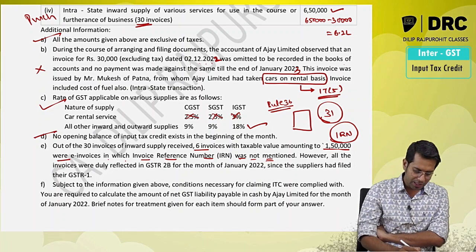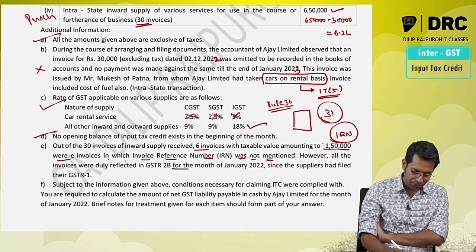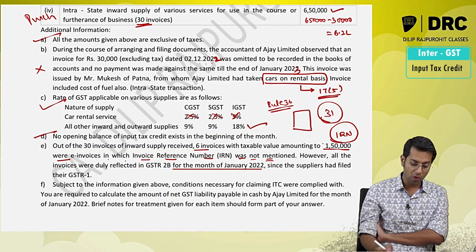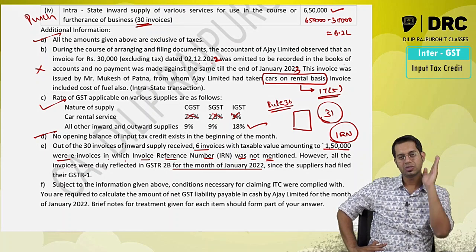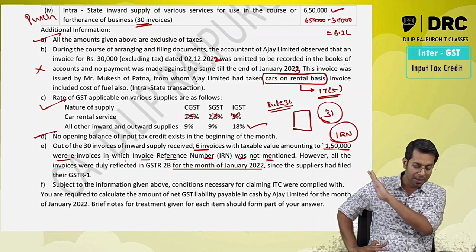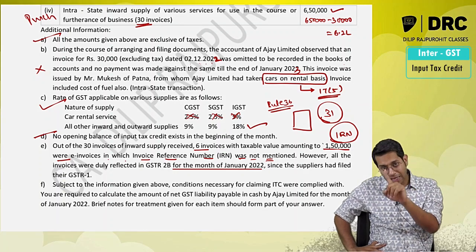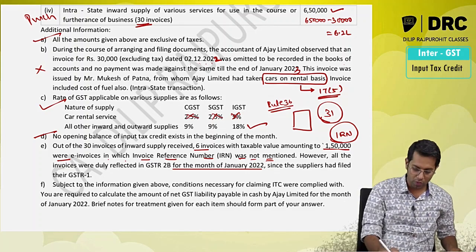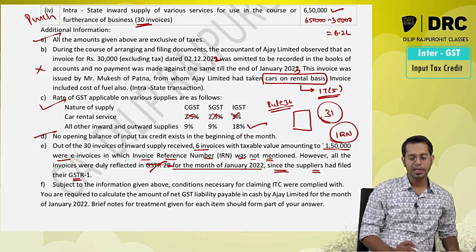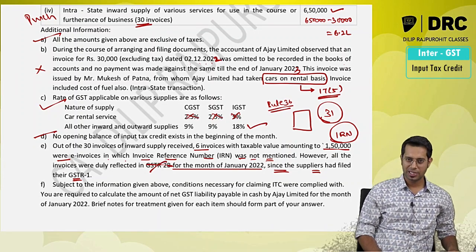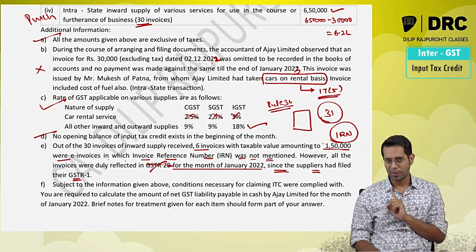However, all the invoices were duly reflected in GSTR 2B for the month. Okay, please note what this point is telling. Beautiful point. Out of 30 invoices, 6 invoices worth rupees 1,50,000, invoice reference number is not mentioned. However, they are reflecting in GSTR 2B, since the supplier has filed the GSTR 1. Now, though they are reflecting in GSTR 2B, you cannot take input tax credit on these invoices because the invoice reference number on these invoices is not mentioned.